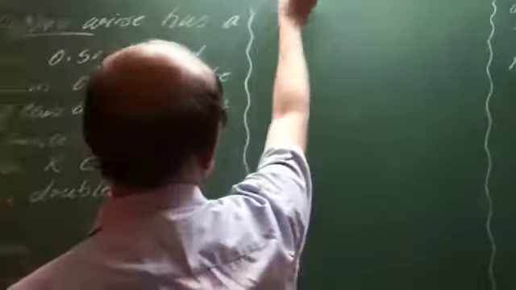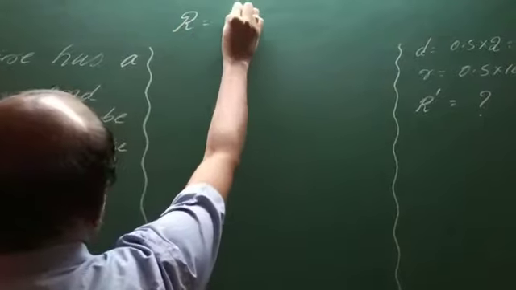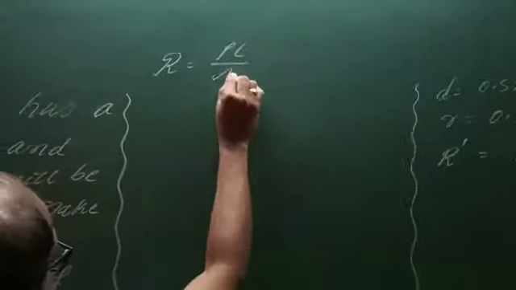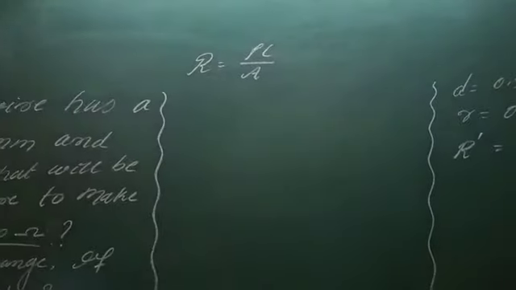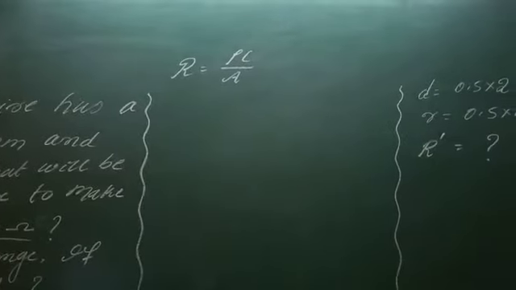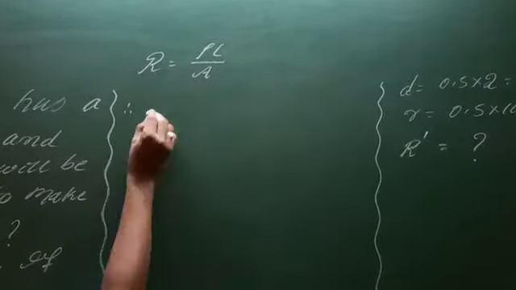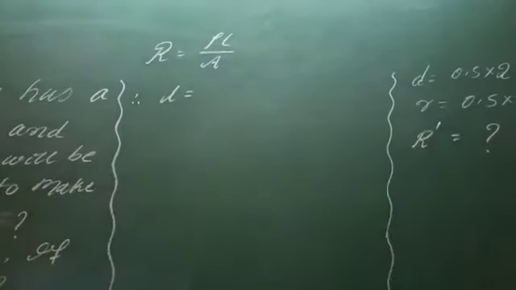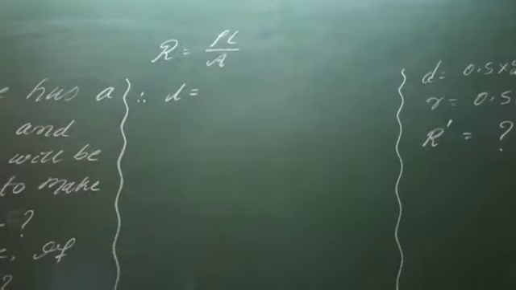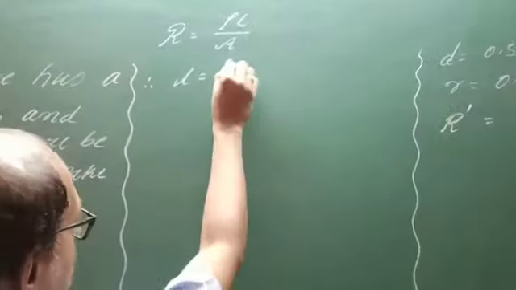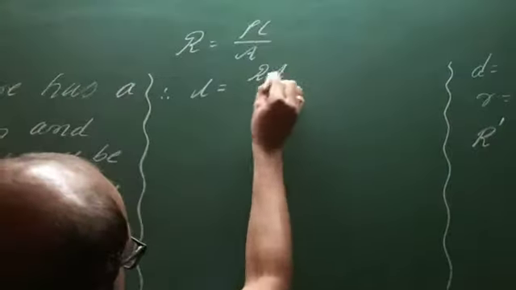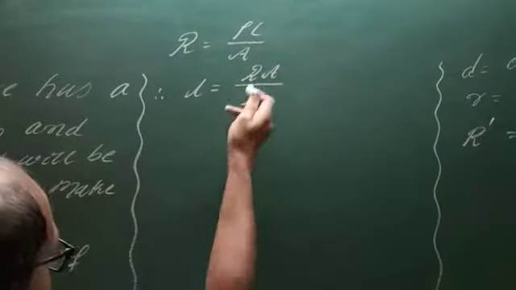So R, the resistance, is equal to rho L divided by A. Rho means resistivity. So therefore I want to know about L. So derive the formula for L. L is equal to R A divided by rho. So let us substitute for this.